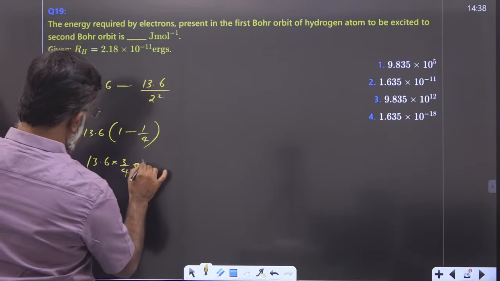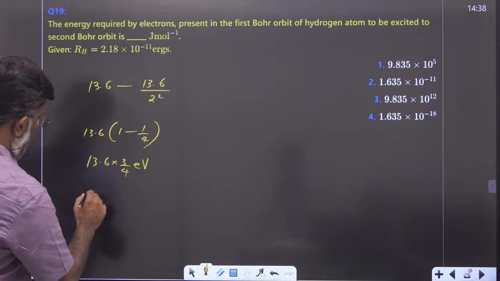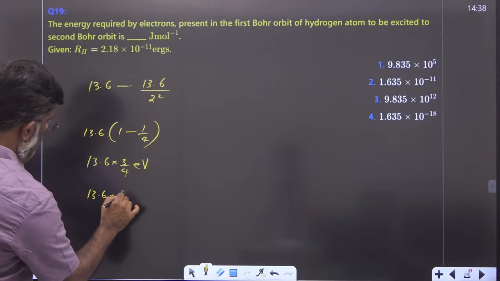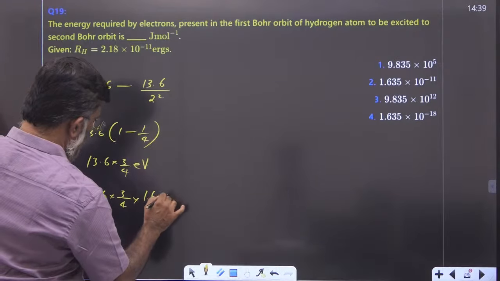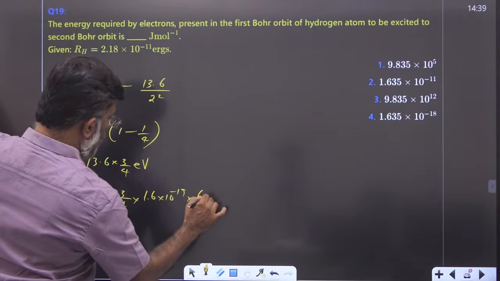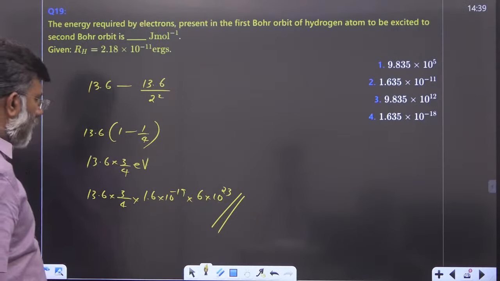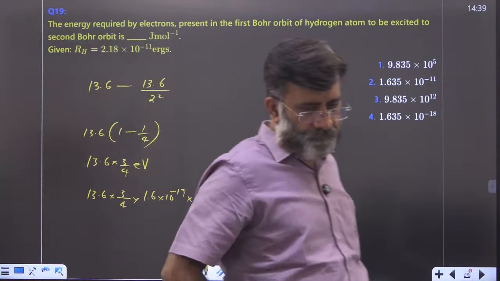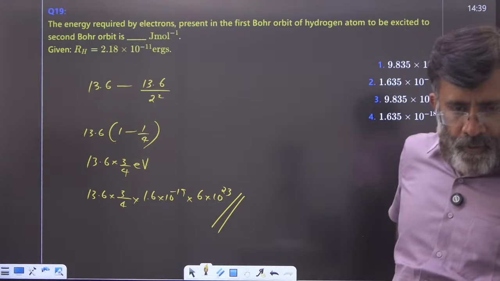This much is in electron volt. Let us convert to joule per mole. 13.6 into 3 by 4, converting to joules, into 1.6 into 10 power minus 19, and converting to per mole, into 6.023 into 10 power 23. That will be the answer. Figure out which one you get.